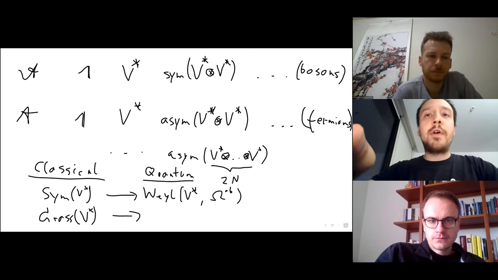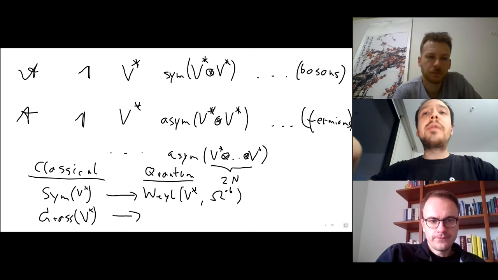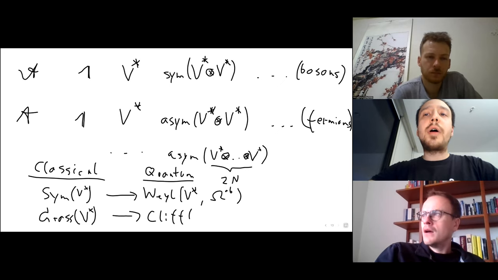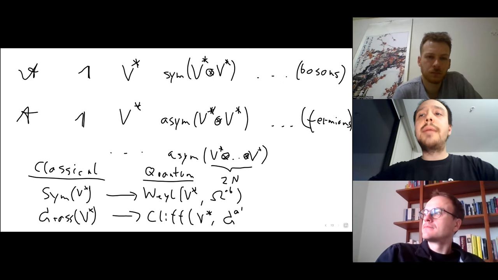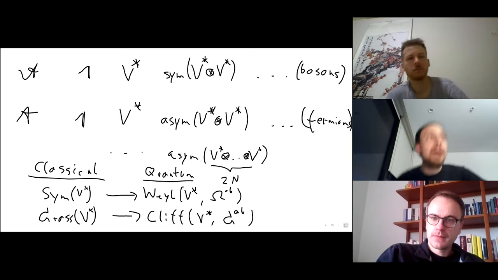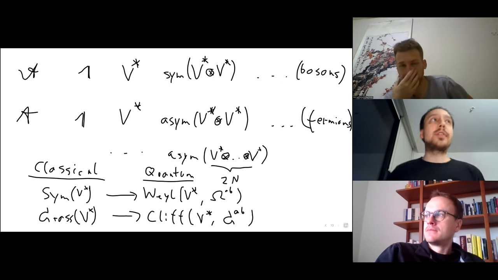And in a similar way, we will enforce anti-commutation relations and therefore deform the Grassmann algebra to a so-called Clifford algebra, that now similarly takes not just the dual phase space, but also the g_AB that will tell us what anti-commutation relations we actually want to implement.